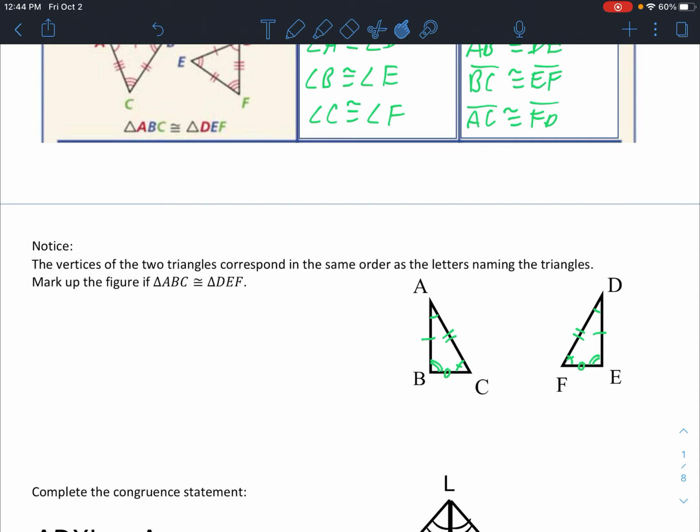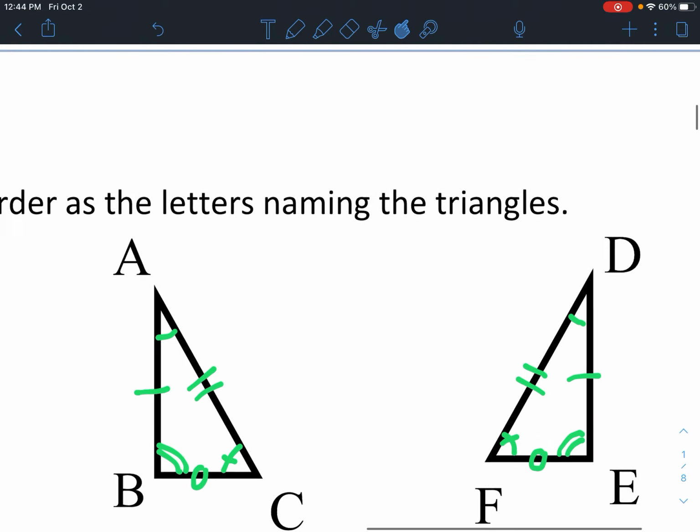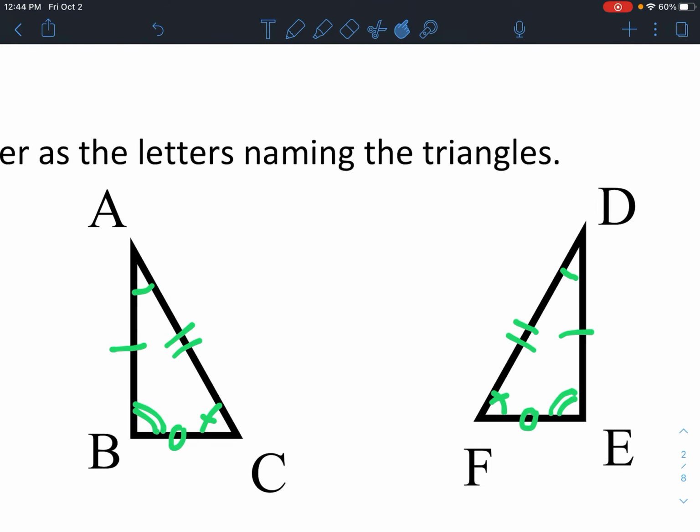So let's mark up the figure as we see ABC is congruent to DEF. So you can see I have A and D marked the same, B and E marked the same, and C and F marked the same. And then sides, AC and DF are marked the same, AB and DE are marked the same, and BC and EF are marked the same.